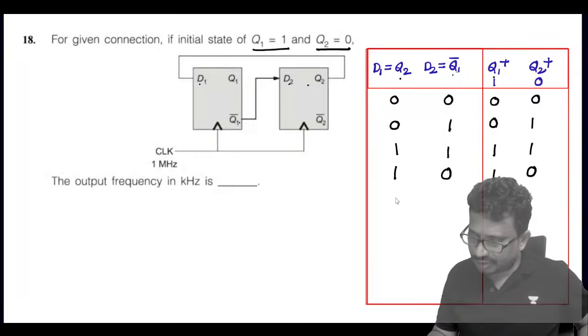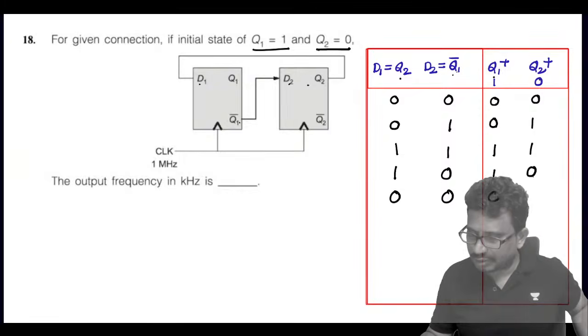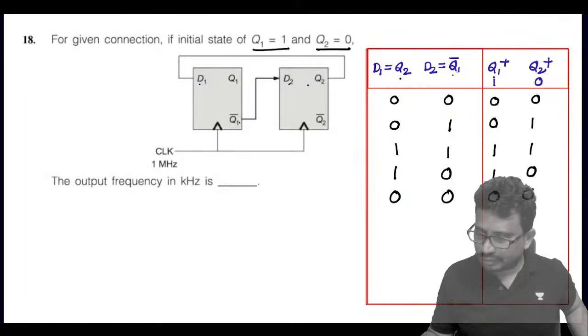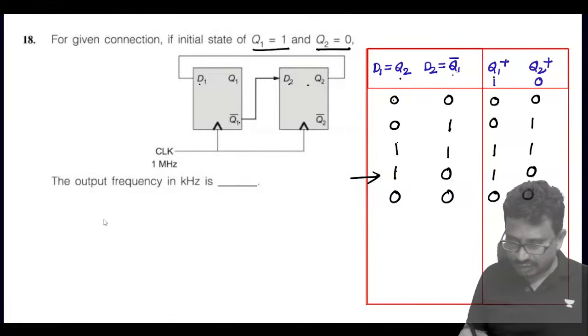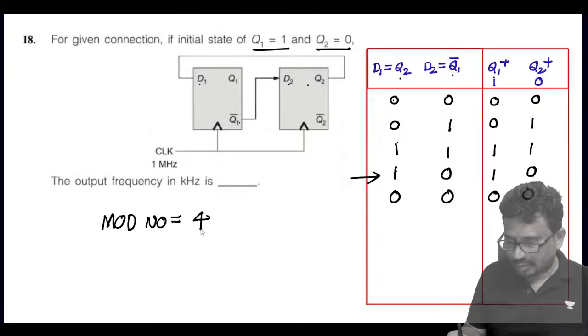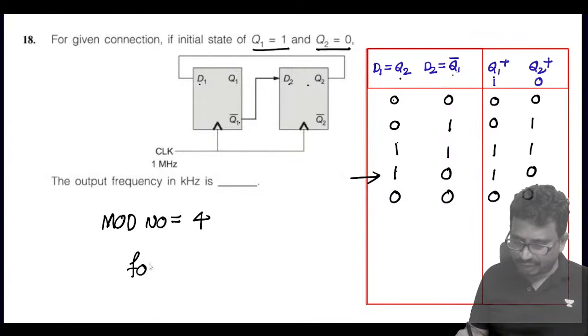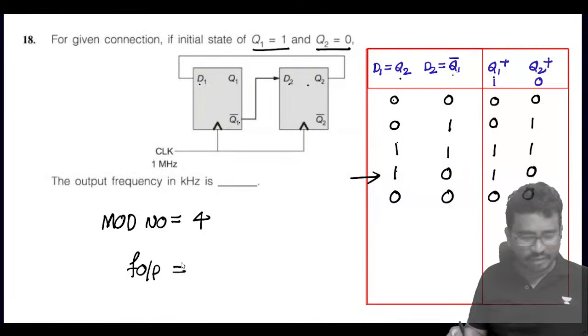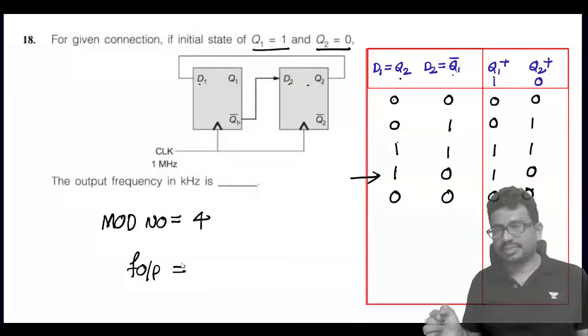Next, what is it? We have Q2 0, Q1 bar 0. Now it is 0 0. Yes, here only we got the same state now. 1 2 3 4, 4 clocks. So this mod number is 4. Mod is 4. In a synchronous counter, the output frequency remains the same everywhere.